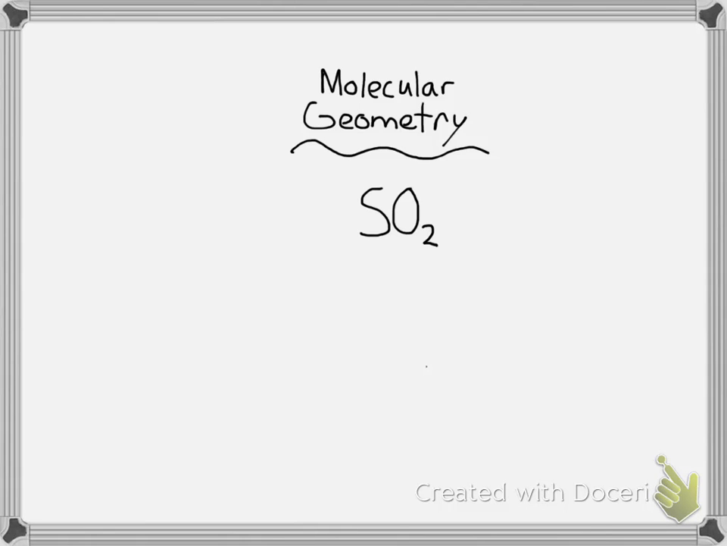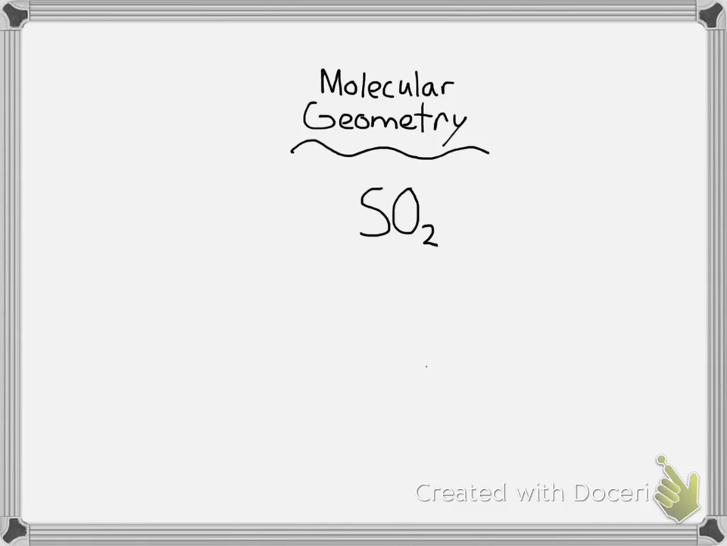Today we will be talking about molecular geometry, basically the shape of molecules formed by covalent bonds and why they form these shapes. The example compound we'll be using for this lesson will be SO2, which is sulfur dioxide.